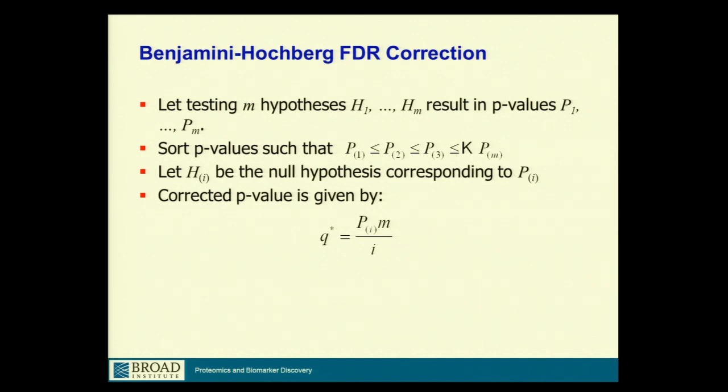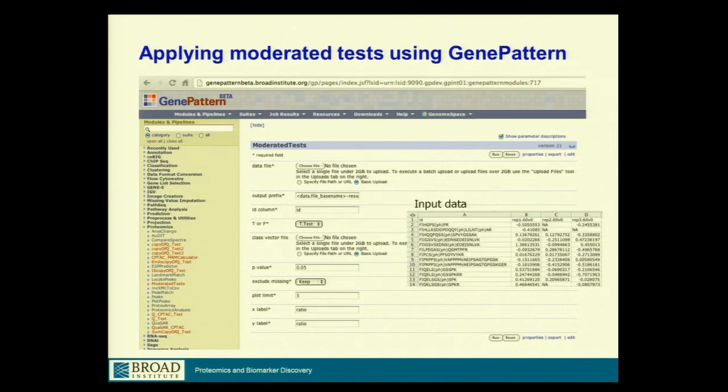So generally this results in reasonable correction, and in most cases people use this. It's relatively simple to implement. It's just a couple of sorting exercises, and there's code that you can write or find that will do this for you. So I've spoken about moderated T and F tests and multiple testing correction for those.